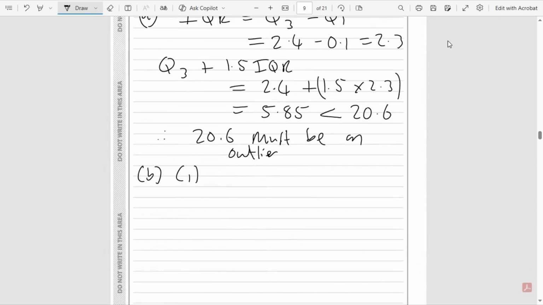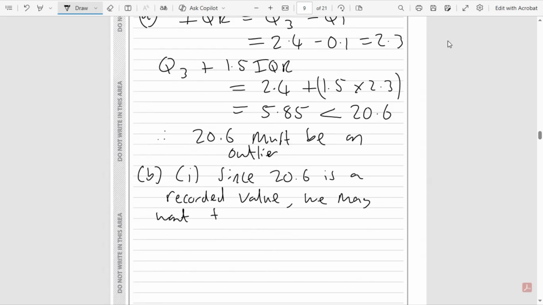So we can say for part B, part I, since 20.6 is a recorded value, we may want to make use of all the given data. So if we've got a set of data, then even though this 20.6 is quite big, it is still a data value, so we should investigate or make use of all of the data given. Some kind of reason like that would be fine. Now let's go to part II.